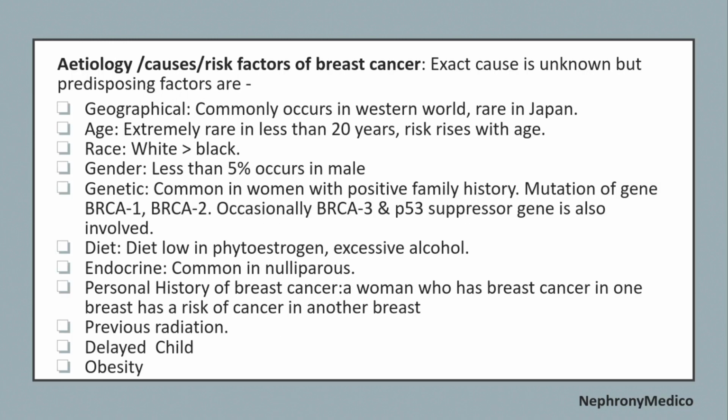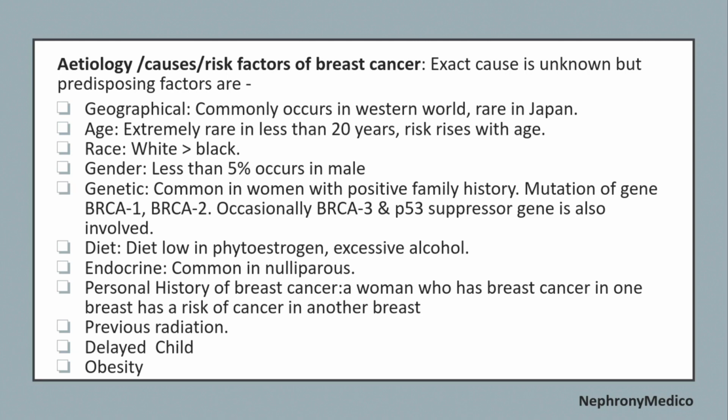Now, etiology of breast cancer. Exact cause is unknown, but the predisposing factors include geographical, mostly in the West and rare in Japan. Age: extremely rare in less than 20 years, and risk increases with age. Race: white is most predisposed. Gender: less than 5% occurs in male. Genetic: common in women with a positive family history, and more mutation of the gene BRCA1 and BRCA2, and occasionally BRCA3, and P53 suppressor gene is also involved.